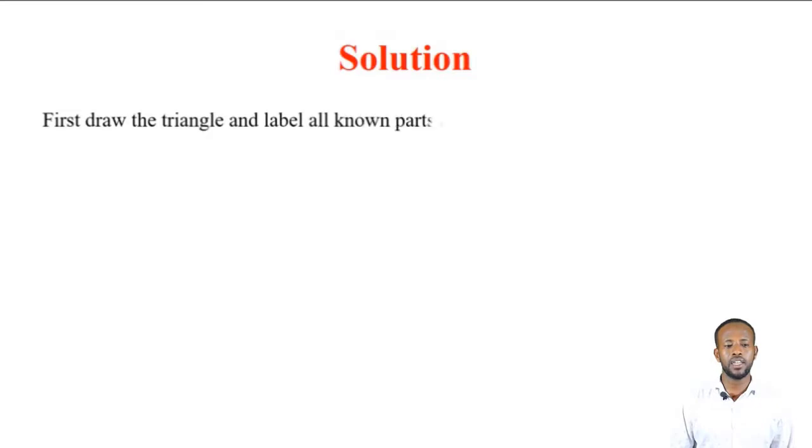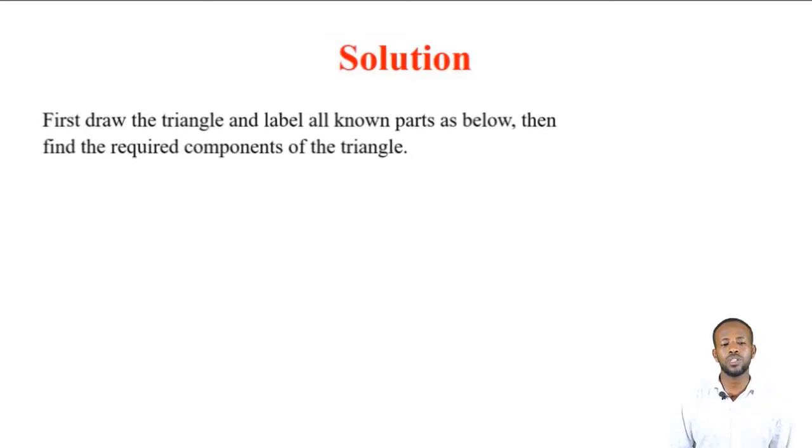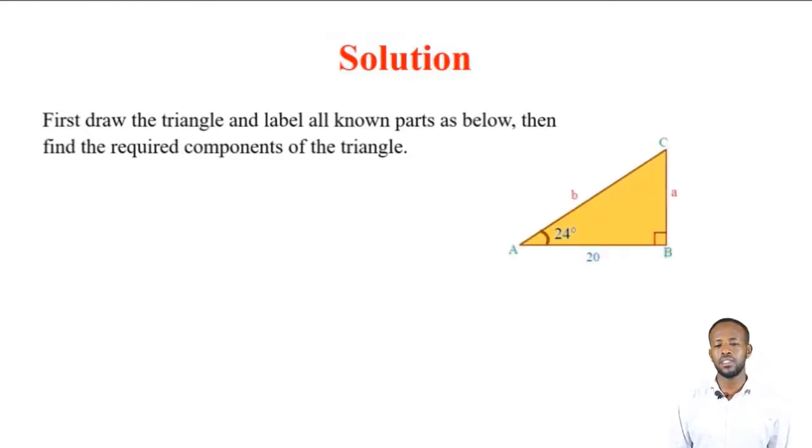First, draw the triangle and label all known parts as below. Then, find the required components of the triangle. This is the triangle. At angle B, it is 90 degrees, a right angle. Measure of angle A, we are given as 24 degrees, and we were given this side as 20 centimeter. Now we want to find what? The hypotenuse as well as the side opposite to the angle we are given.